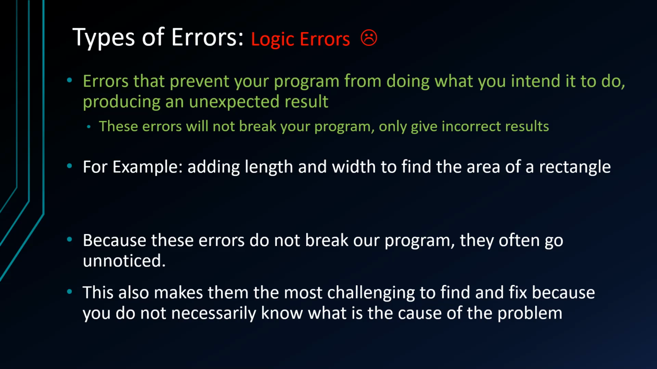So because these errors do not break our program, they often go unnoticed, as I said. This also makes them the most challenging to find and fix, because you don't even know what is the cause of the problem. So when you see something incorrect in your results, let's say it's a value, whatever it is, you have to work your way backwards. You got to find the source of the problem.